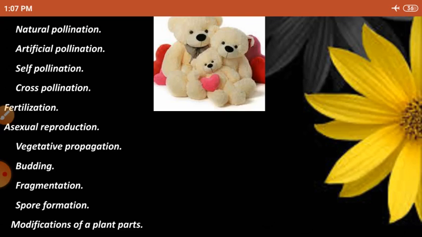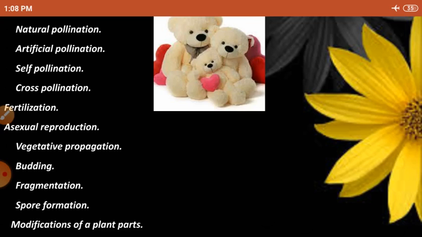After pollination, the fertilization process occurs. What do you mean by fertilization? After the pollen grains reach the ovary, the fertilization process takes place. What is the next step? The ovary becomes fruit and the ovule becomes seed. Then from the seed, a new plant will grow. This is called seed germination. So this process is known as the fertilization process.